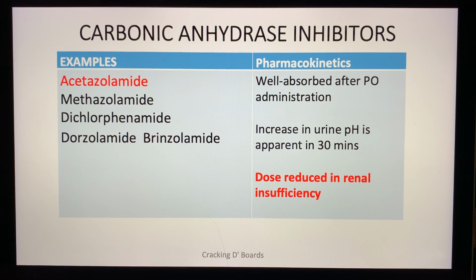Our goal in CDB is always to try our best to make every single warm-blooded soul inside our classrooms, whether on-site or virtual, to understand. So, let's slow down and let's summarize. Examples of carbonic anhydrase inhibitors: acetazolamide, methazolamide, dichlorphenamide, and dorzolamide and brinzolamide. Special emphasis on acetazolamide. Well absorbed after PO administration, and dose reduction in renal insufficiency.